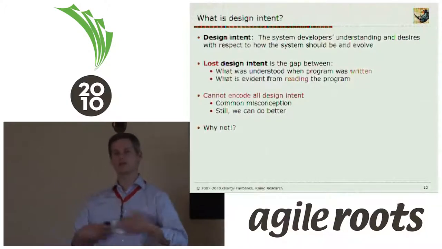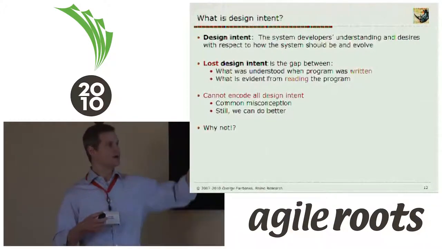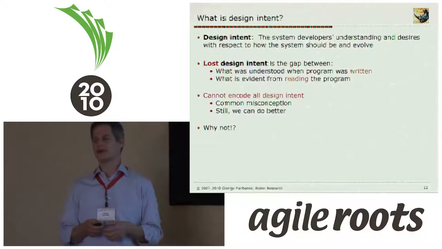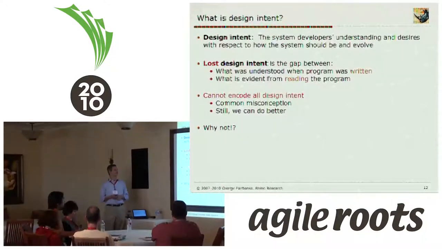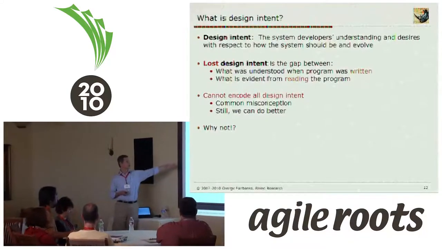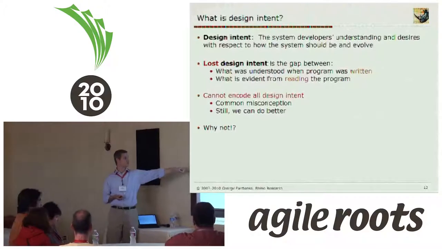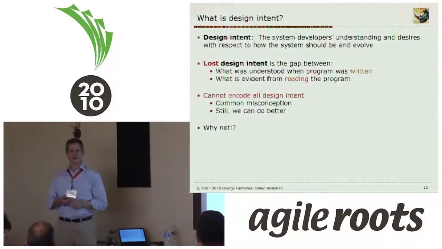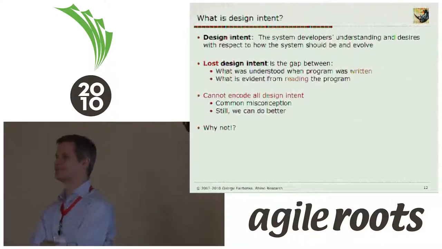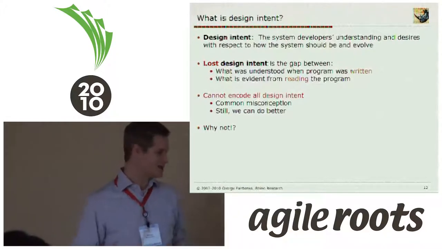And a lot of the agile practices in terms of naming deal with how we can make sure that we can convey that to somebody else without writing voluminous comments and big design documents. But I'm still going to assert that you can't encode all the design intent. It's a common misconception, and we can still do better. So your first answer, hopefully, is, well, wait a second, George, why can't we encode all the design intent? Any thoughts here?